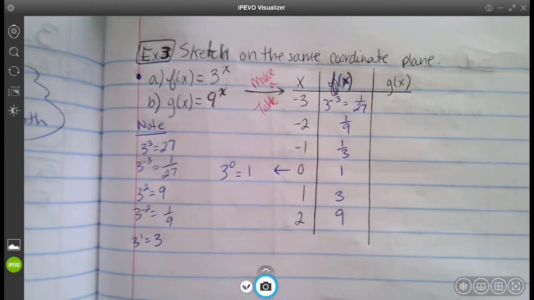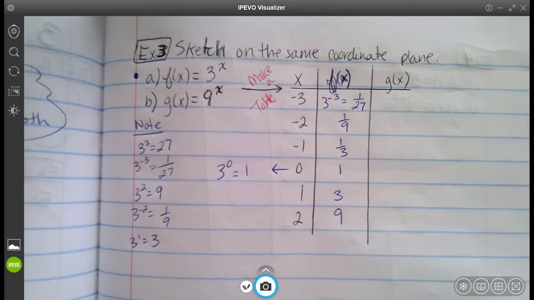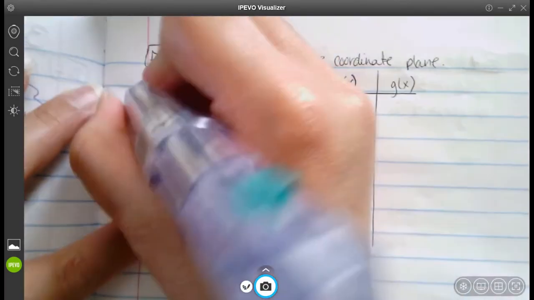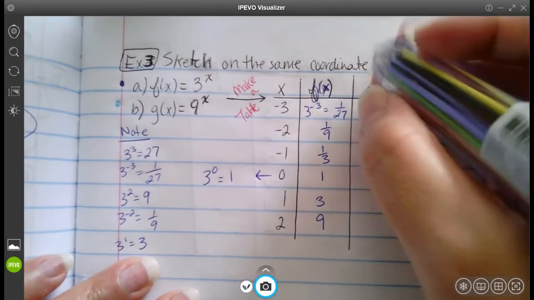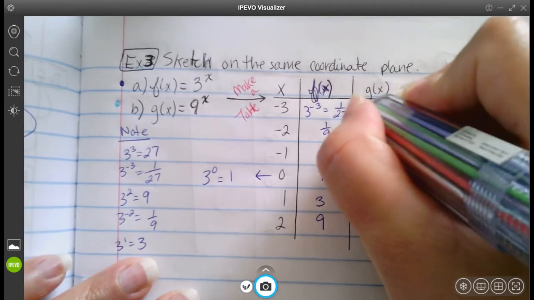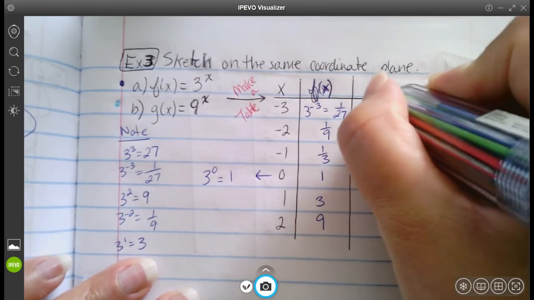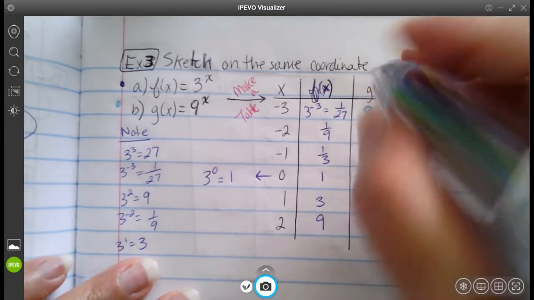So now we're going to do the same thing, but for the base of 9. So I can have a different color for this one. For letter B, I'm doing 3 to the power, I'm sorry, not 3, 9 to the power of -3. So you're thinking 9 times 9 times 9, but you want to flip that.